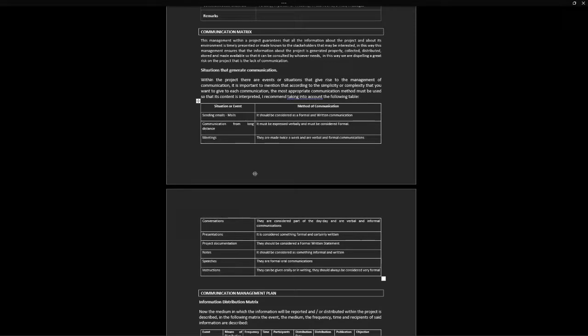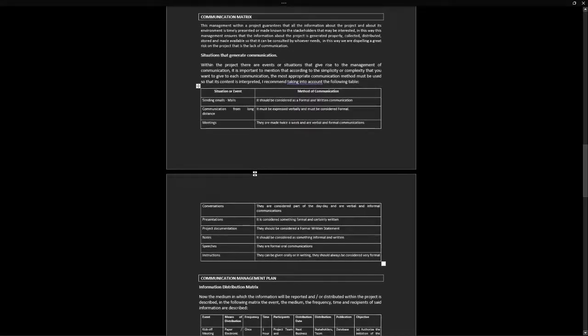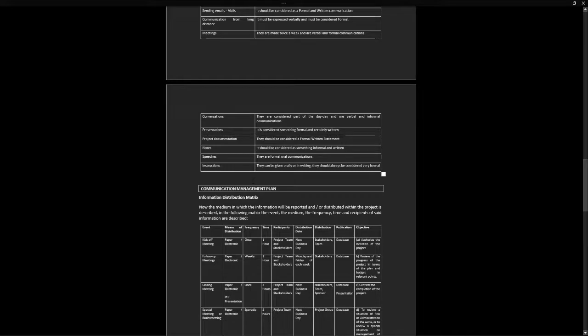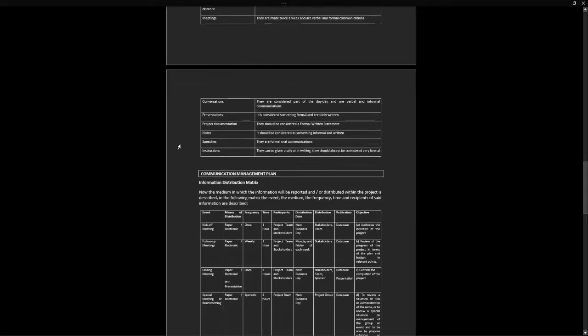For example, sending emails should be considered formal and written communication. Communication from a long distance must be expressed verbally and must be considered formal. Meetings are verbal and formal communication. Conversations are considered part of the day-to-day and are verbal and informal communications. The presentation is considered something formal and certainly written, something prepared. Project documentation should be considered a formal written statement.